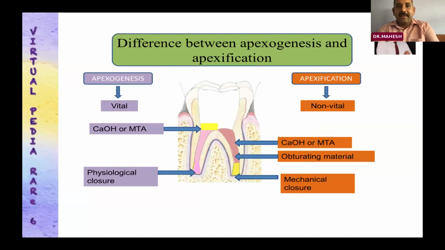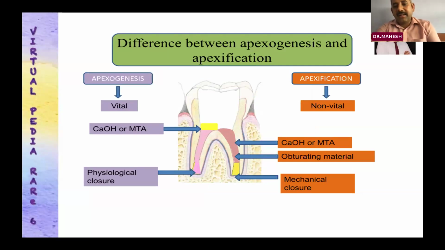Apexogenesis is done for a vital tooth using calcium hydroxide or MTA, pulpotomy, pulp capping. So all those procedures where the vitality of the pulp is maintained, it happens as a physiological process. So the root still keeps growing and the apex is completely closed. Whereas in apexification, it is most commonly done on a non-vital tooth. The tooth is necrotic. The tooth doesn't have the capacity to complete the root formation. So we do an apexification procedure.